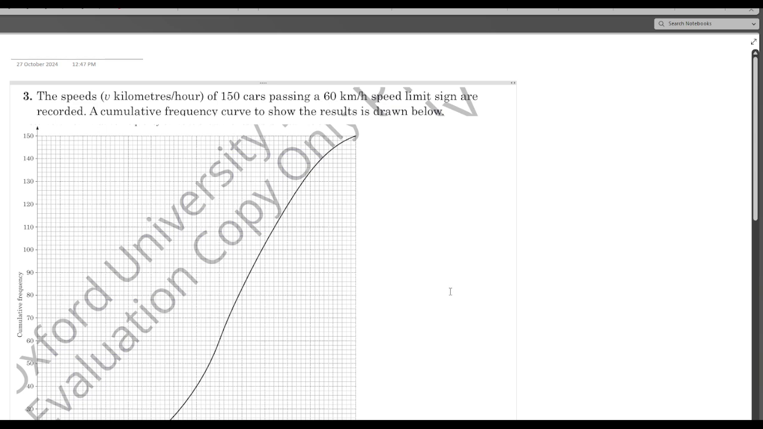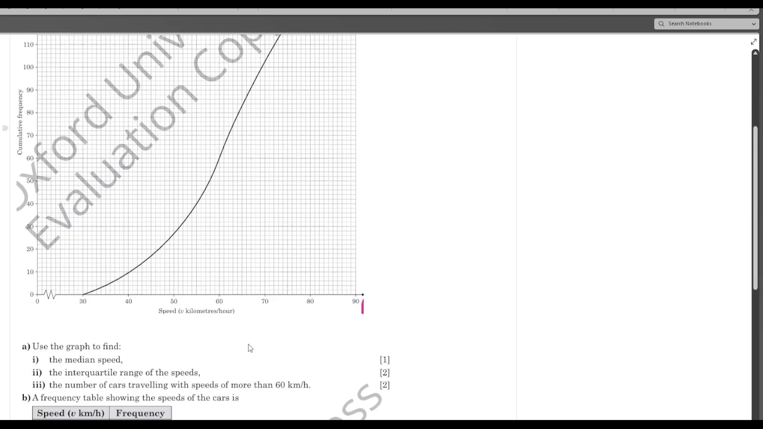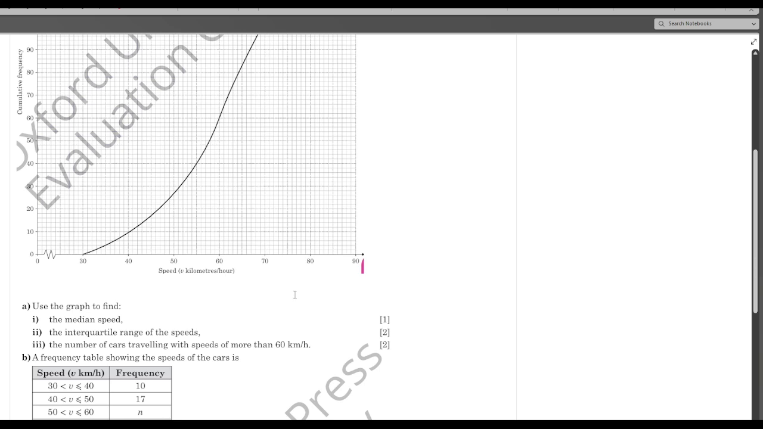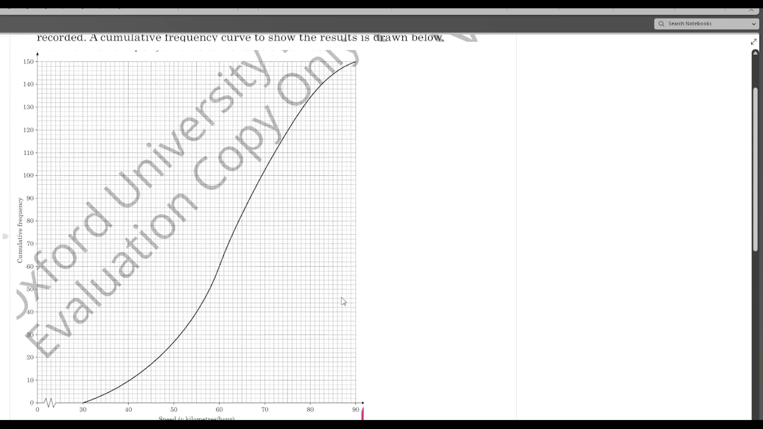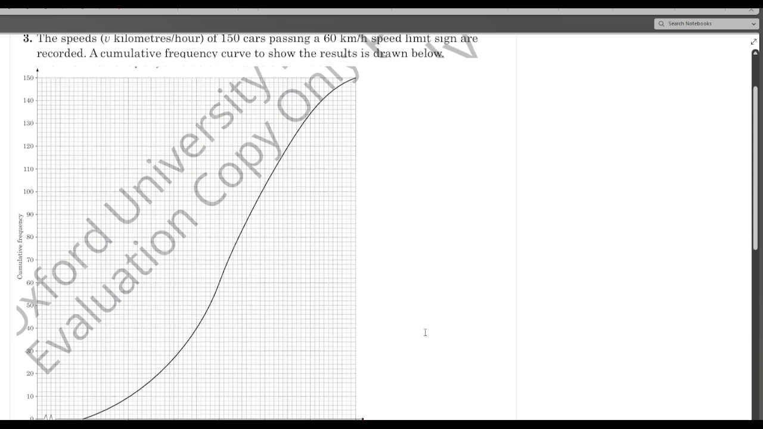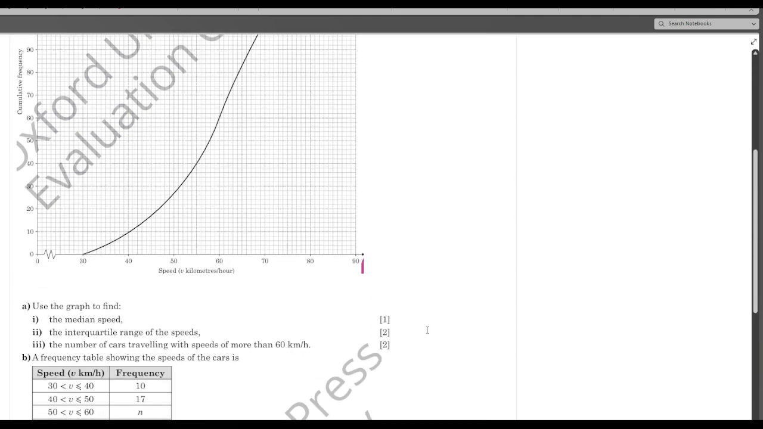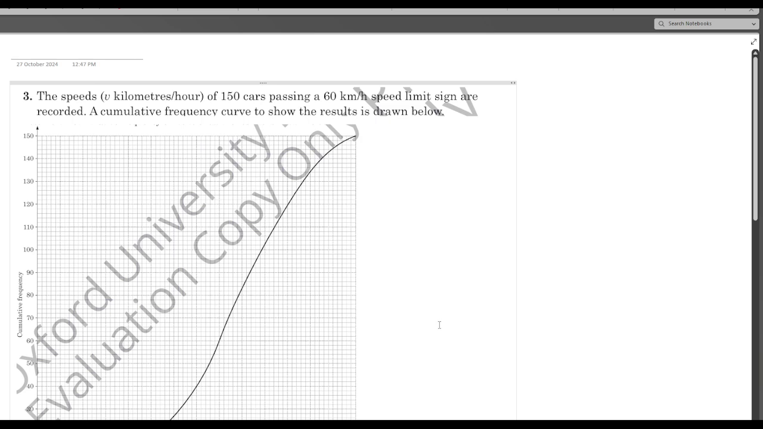Now let us move to your third and final question. The speed of 150 cars passing a 60 kilometer per hour speed limit sign are recorded. You can see on the x-axis we have speed. Different cars are moving with different speeds. And on the y-axis we have cumulative frequency. Now use the graph to find the median speed. So total 150 cars we analyze.